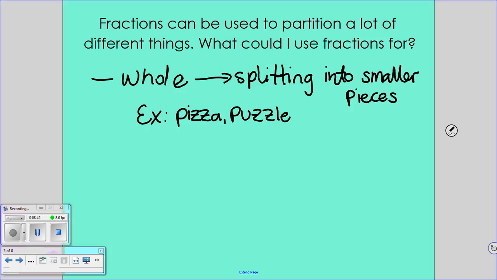So we have a whole, and Mitchell's example of a puzzle. It could have been a pizza, it could have been brownies, and we've split it into smaller pieces. What else might be an example, James? Give me one. Like a pie that you're splitting. If there were 5 of us, you would split it into 5. We try to split it into equal parts.